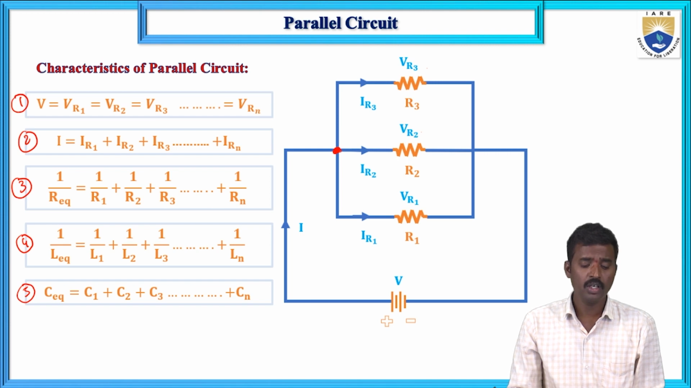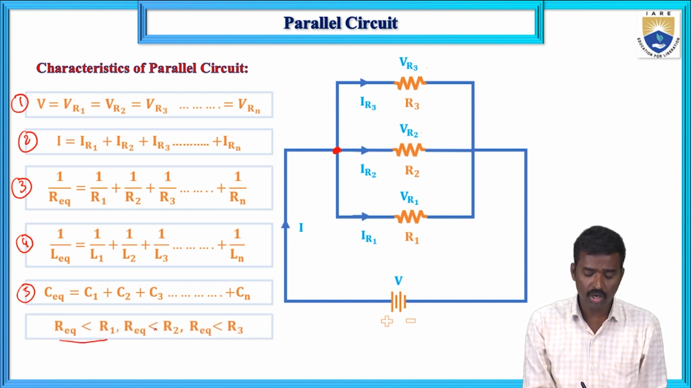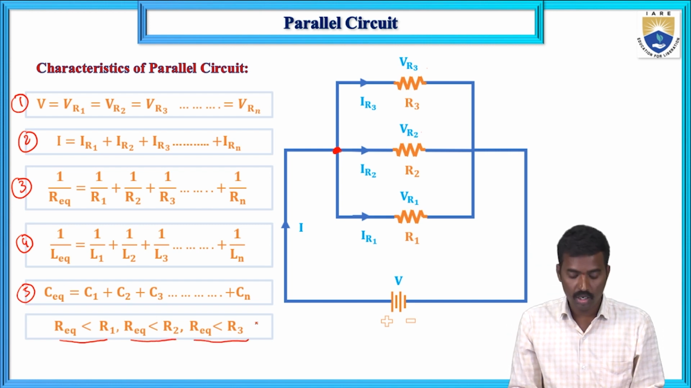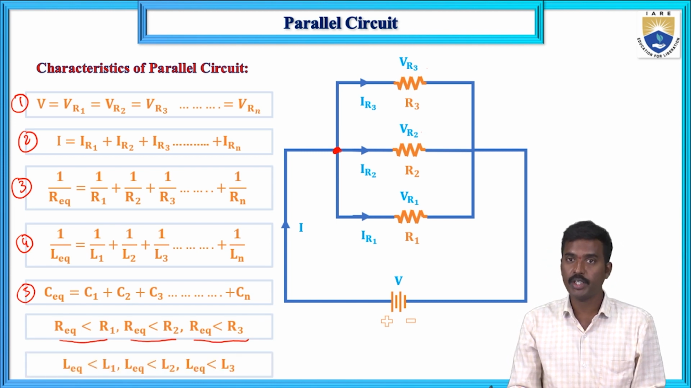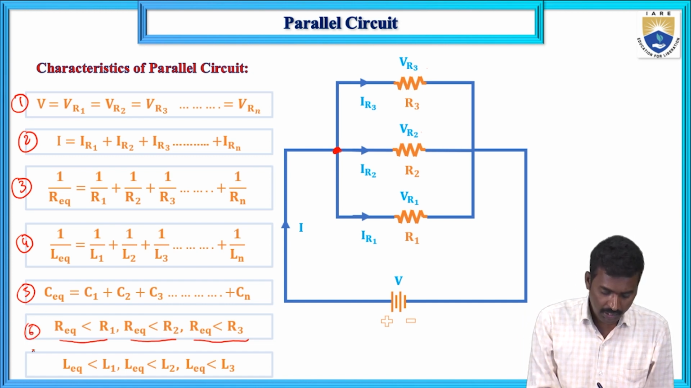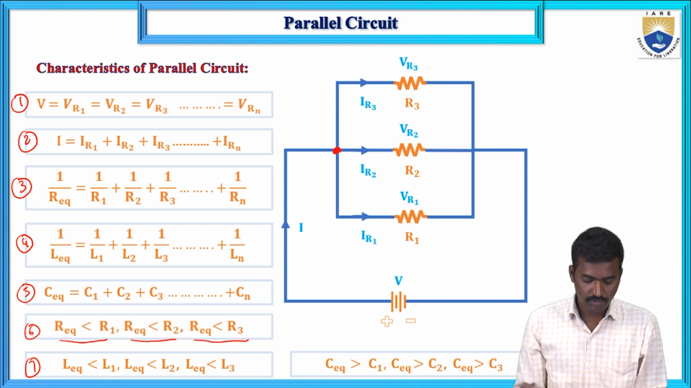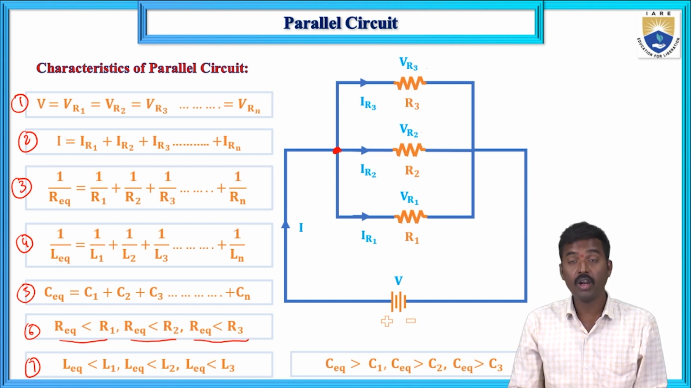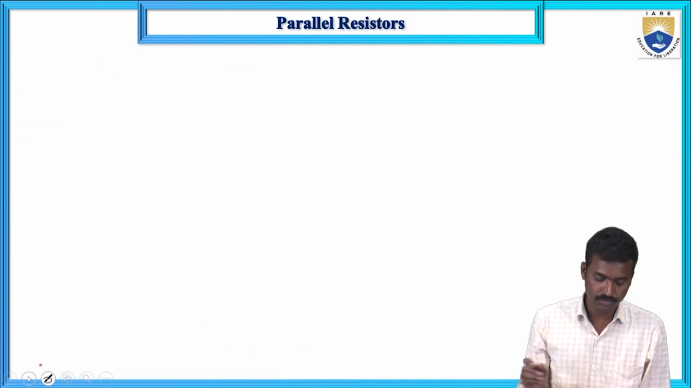Now, from this, R equivalent is smaller than the smallest of the individual resistances. So R equivalent is less than R1, less than R2 and less than R3. Now, L equivalent is also smaller than the smallest of the individual inductances. This is the sixth one and this is the seventh one. Next, C equivalent is the largest of the individual capacitances. This is the eighth one.